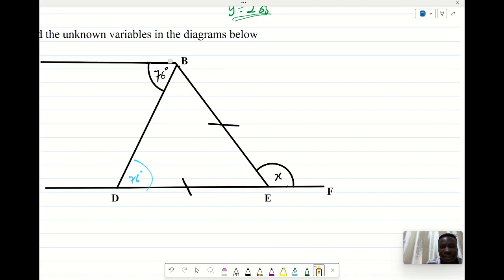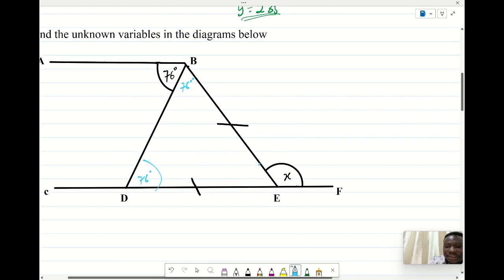The triangle that we have, triangle BDE, is an isosceles triangle. And since it's an isosceles triangle, it means that two lines are equal and two interior angles are also equal. Therefore, this angle too is equal to 76 degrees by virtue of that property.